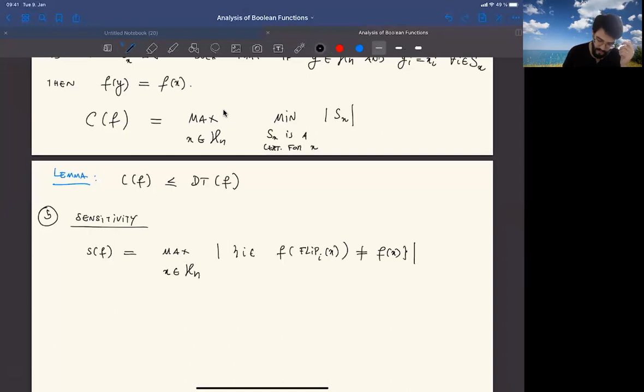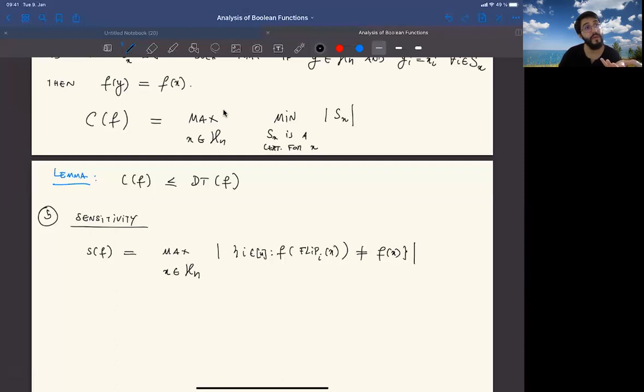So this is i from 1 to n, and you just flip that variable and you see. That's the sensitivity, worst case scenario. So you know that if you have like a million variables and the sensitivity of a function is say 10 variables, that means that with probability like 10 divided by 1,000.